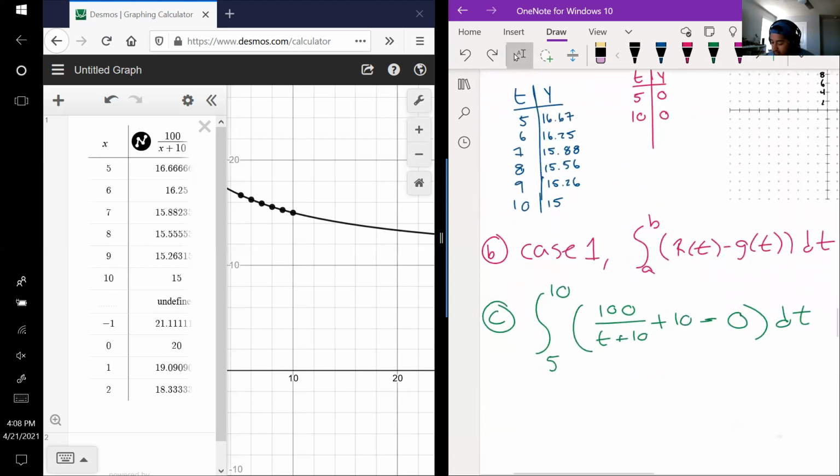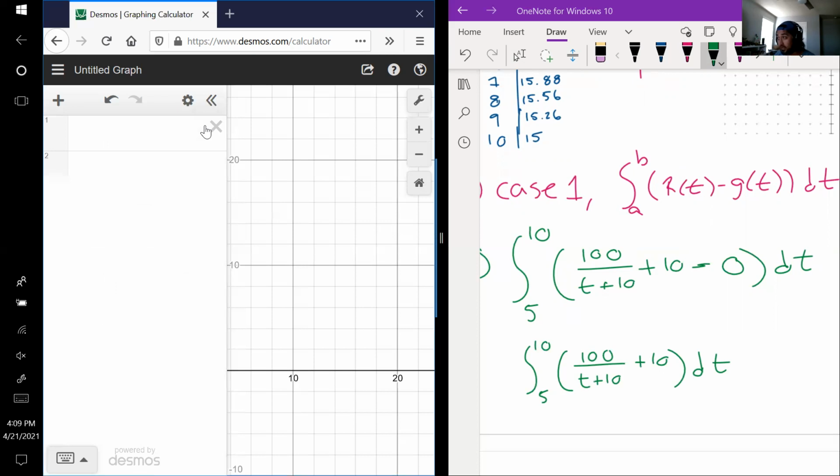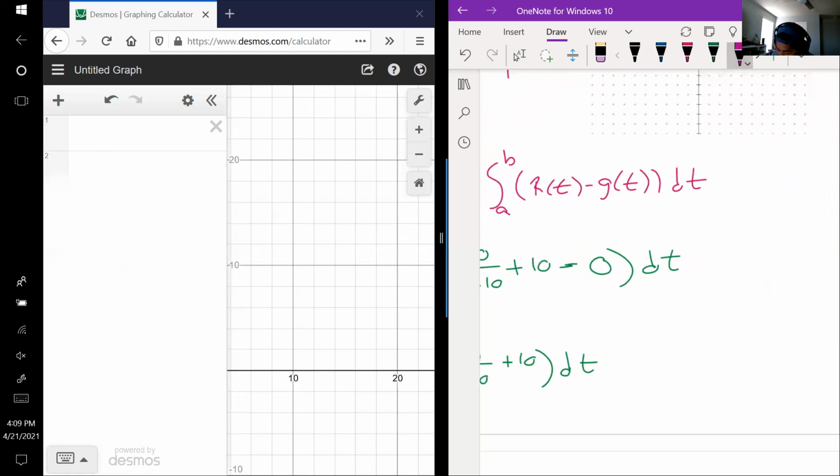Okay. So all we're going to do here is just clean this up then. So this is just going to be the integral from 5 to 10 of 100 over t plus 10, plus 10 with respect to t. All right. So again, since we're using the calculator, we don't have to worry about that formula above. So we're going to type this function. But remember, if you're typing it in Desmos, replace your t's with x's. Maybe I'll even write that on here, right? I'll just say Desmos.